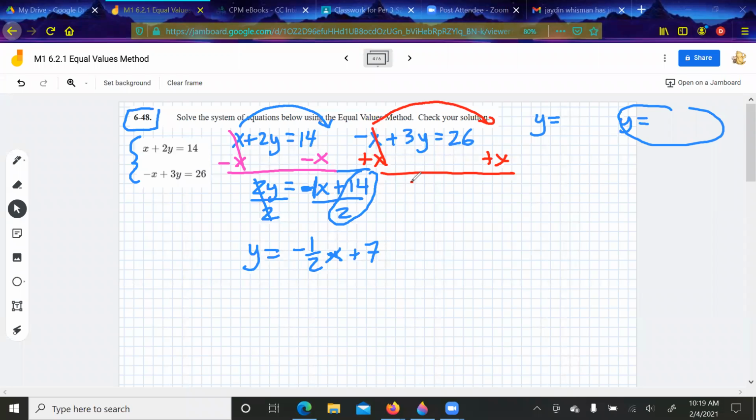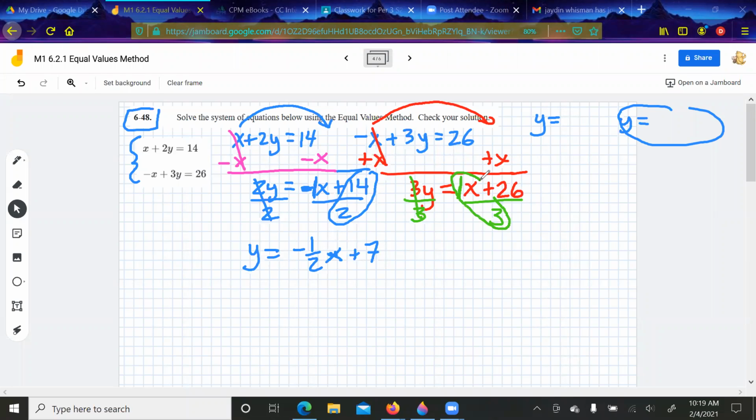And we get 3y is equal to, put the x first, x plus 26. Now we need to get rid of the 3. So to get rid of the 3, I'm going to divide by 3, divide by 3. There's nothing written here, but really when there's nothing with the x, it means it's 1x. So we have 1/3 x.